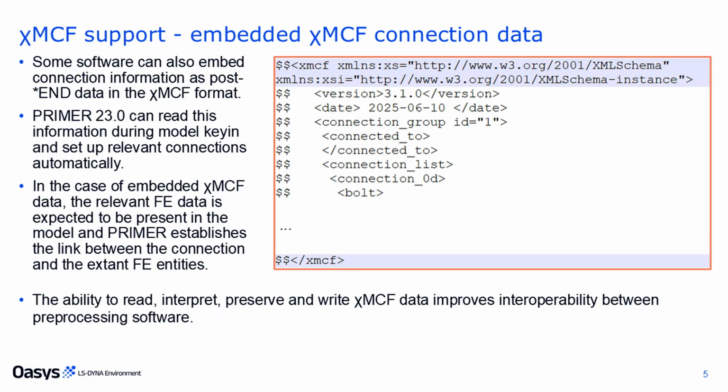Some software can also embed connection information as post-end data in the chMCF format. Primer 23 can read this information during model input and set up relevant connections automatically. In the case of embedded chMCF data, the relevant FE data is expected to be present in the model, and Primer establishes the link between the connection and the extant FE entities.